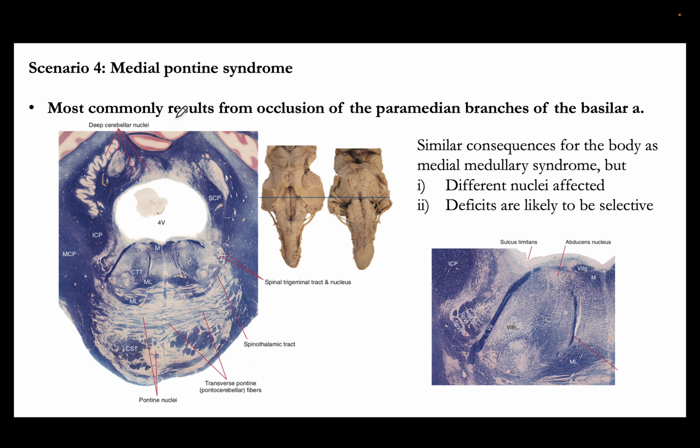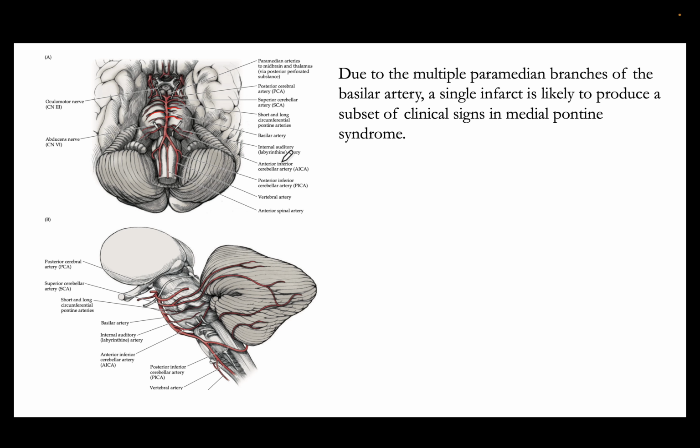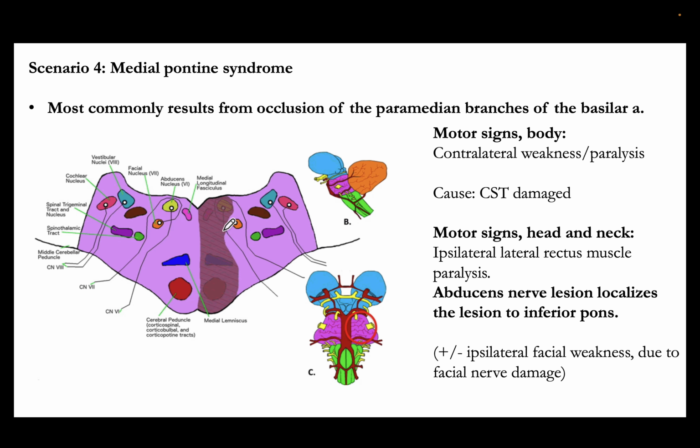If you have one little occlusion, it's likely it's going to affect one of these paramedian branches. And because there are multiple branches, a single infarct is likely to produce a subset of all of the clinical signs in medial pontine syndrome. So here we can see the type of infarct that might result from occlusion of one of those paramedian branches of the basilar artery.